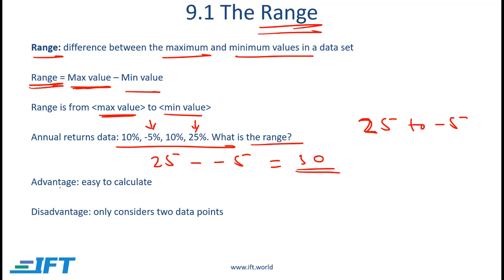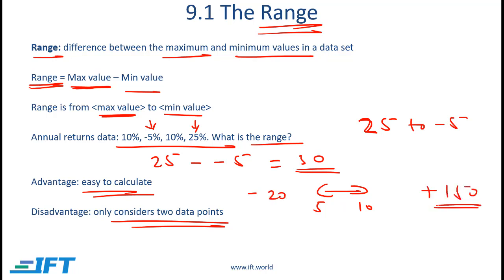The advantage of this measure is that it's very easy to calculate, as we've seen over here. The disadvantage is that it only considers 2 data points. So if we have lots of data, let's say, between 5 and 10, but then there is one data point that's minus 20 and another data point that's plus 150, then the range will be from 150 to minus 20. So the range will be 170, even though most of our data is contained between 5 and 10. So that is the disadvantage of this measure. It only considers the lowest point and the highest data point.